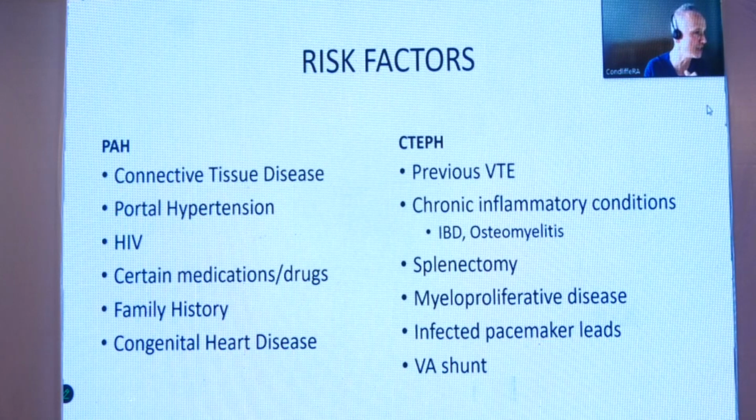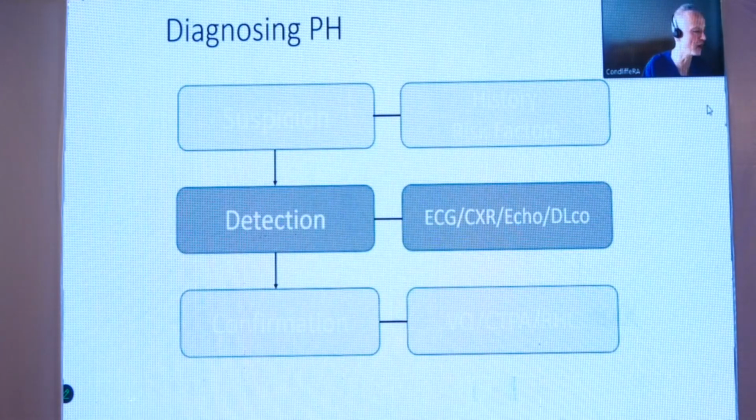That can include previous DVT or clot, or PE, but also other things such as chronic inflammatory conditions, especially inflammatory bowel disease, splenectomy, myeloproliferative disease, so polycythemia vera or essential thrombocytosis, previous infected pacemaker leads, which are infected clots and very thrombogenic, and patients who might have had a VA shunt for hypertension. So just put those in your mind: if you see patients with those conditions, think about whether it could be chronic thromboembolic disease with pulmonary hypertension.